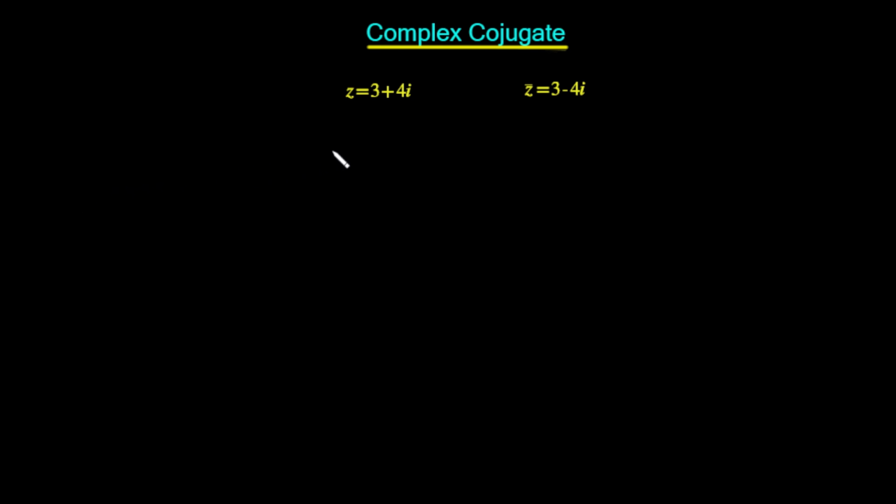Now let's look at generating the conjugate of a complex number. If we have this complex number here, z is equal to 3 plus 4i, the complex conjugate is written as 3 minus 4i. So all we do is we take the imaginary part and we negate it. If the imaginary part was positive, we make it negative. If it was negative, we make it positive.